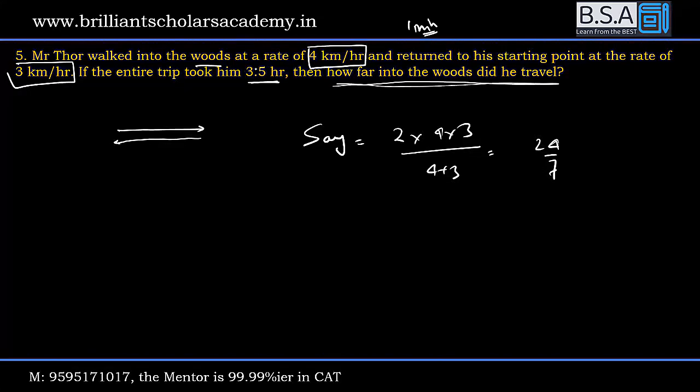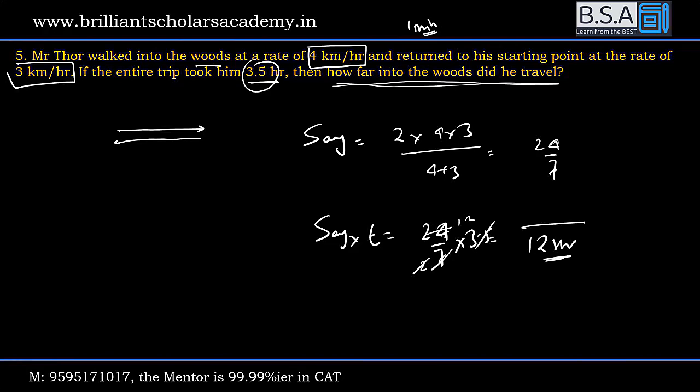How much time did he take? 3.5 hours. Can I say average speed into time? 24 upon 7 into 3.5. Cancelled twice, cancelled, 12. So he is traveling a total distance of 12 kilometers. 12 kilometers is jana plus ana. That would mean Thor is traveling 6 kilometers one way. How far into the woods did he go? He traveled 6 kilometers into the woods. So apply common sense here.